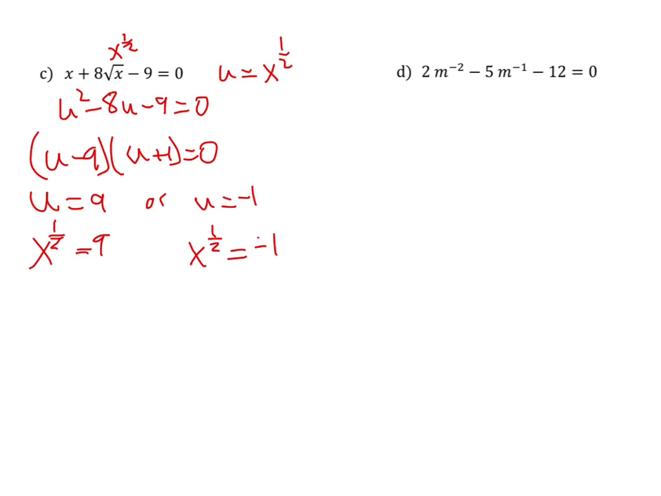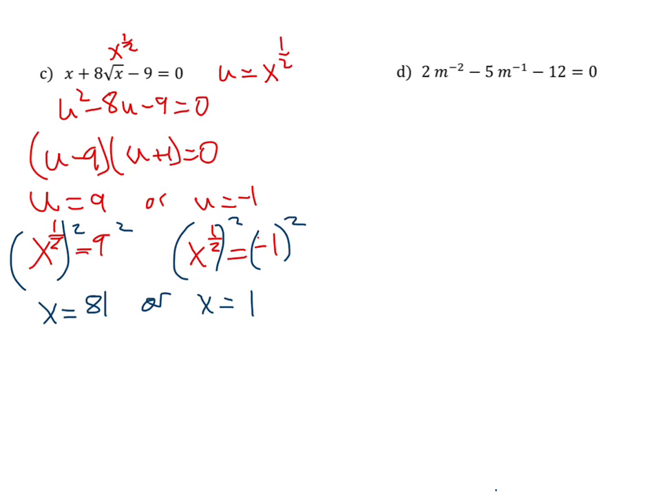Now we've got to square both sides. So to solve these, we're going to square them. And so x equals 81, or squaring this, x equals 1. Don't forget those parentheses. So we got these 2 answers. Now we got to watch out, because this is a radical equation. We got to see if this really works.